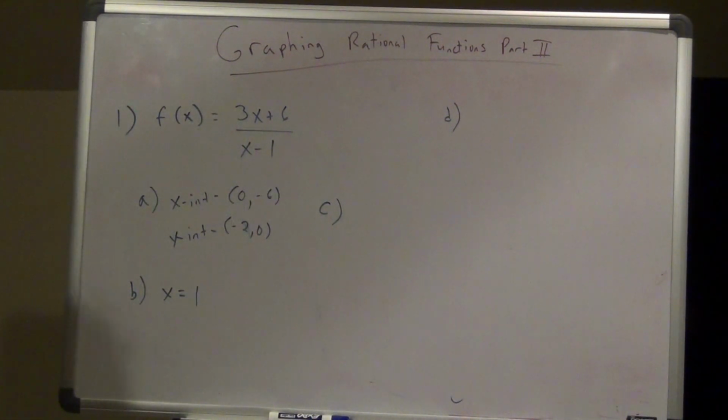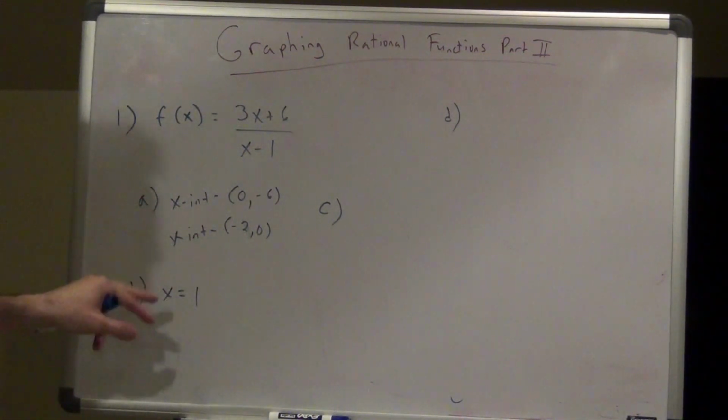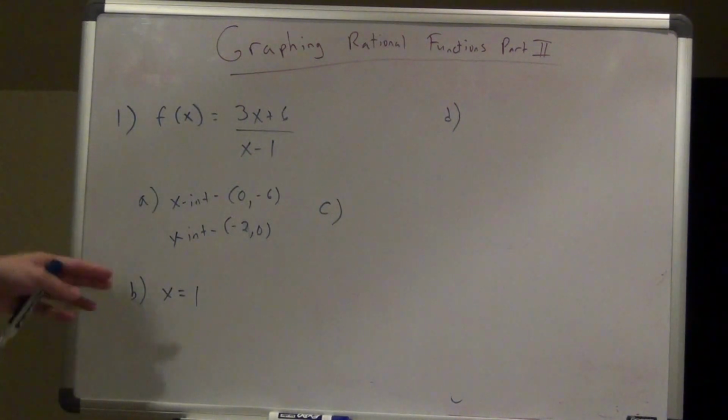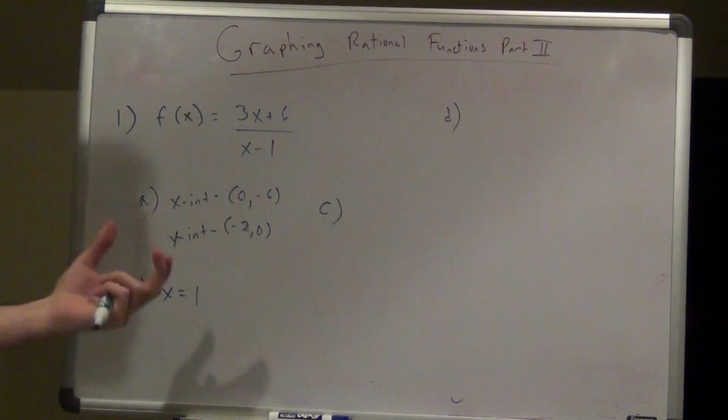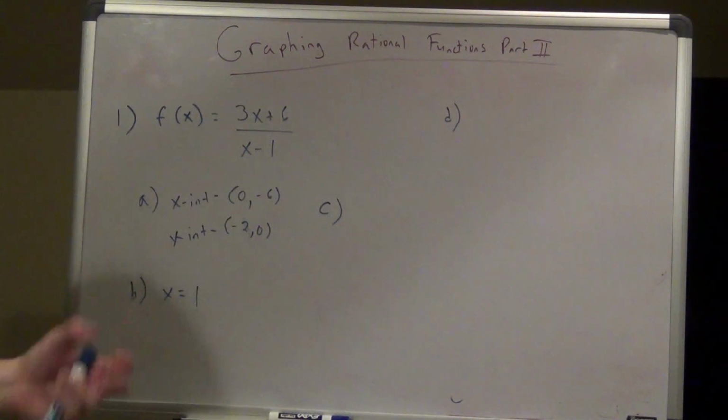Okay, I'm not going to go through parts A and B because you can go back and watch the video if you don't remember how to find the x and y intercepts or the vertical asymptotes. But you have to find those first, of course, when you're graphing. I'm also using these problems to keep the videos a little shorter.